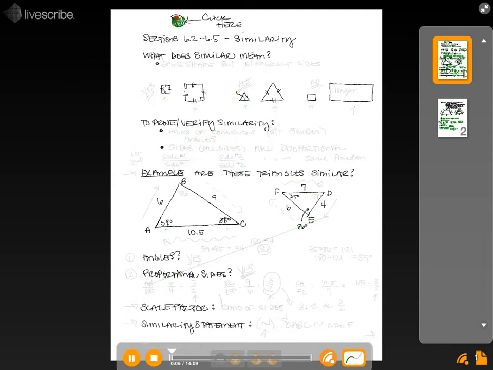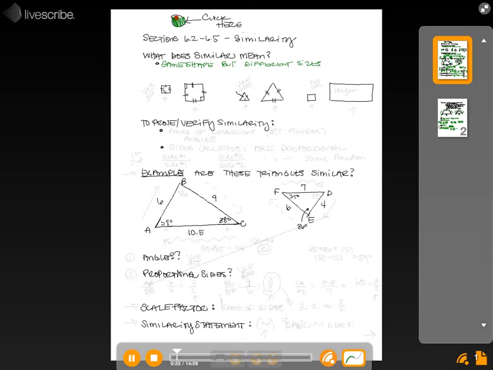Okay, these are your notes for sections 6.2 through 6.5 on similarity. And first thing we're going to talk about is what similarity means. Now, similarity, all it really means in basic terms is that things are the same shape, but different sizes. Okay, so they're identical, except one is smaller than the other one.